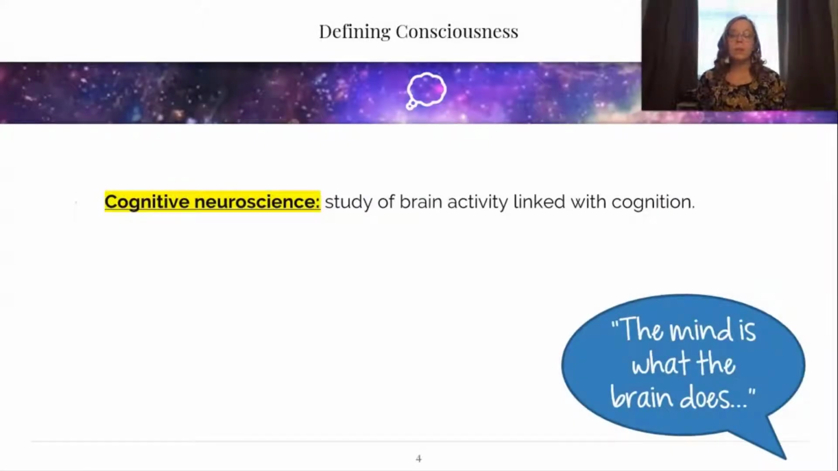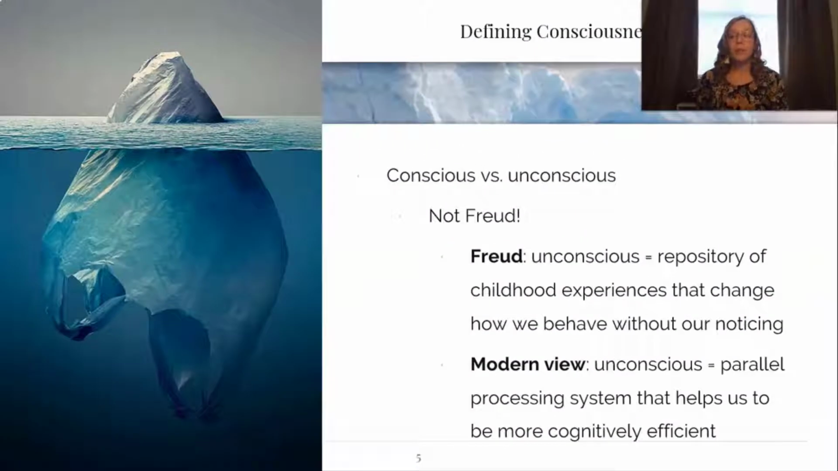Consciousness is linked mostly to the branch of psychology known as cognitive neuroscience. Cognitive neuroscience focuses on brain activity that is linked with cognition, or the way that we think. When we talk about consciousness, I want to make sure that we can differentiate between what consciousness is and is not.